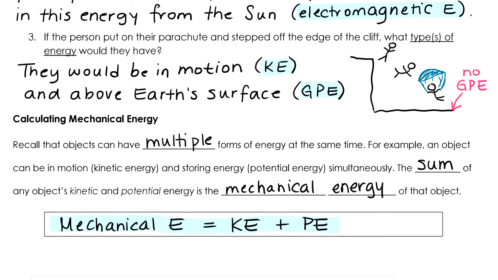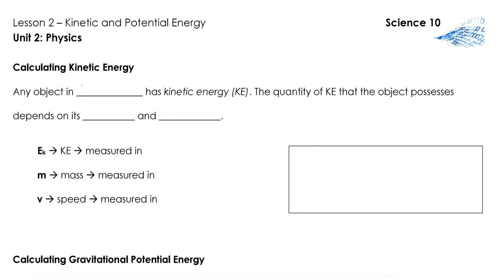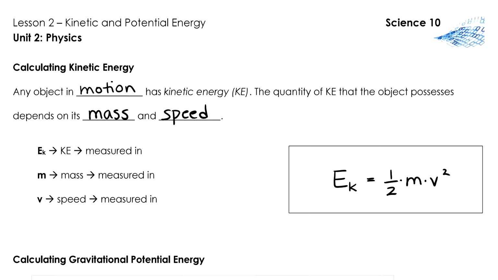So how do we calculate kinetic energy? Any object in motion has kinetic energy. But how much kinetic energy it has depends on two things: its mass and how quickly it's going, its speed. Here's our formula for the kinetic energy of an object. EK equals 1/2 mv squared. This tiny little k next to the e is called a subscript.